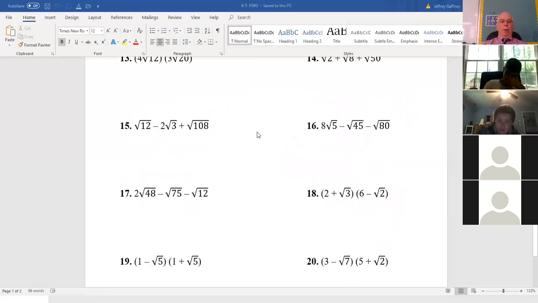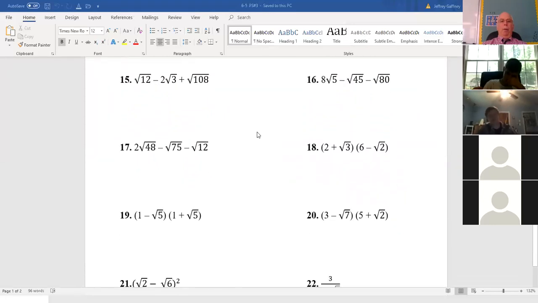All right, let me see what else I want to go over with you. All right, let's look at 17. So we're subtracting these guys, just like 16 is a similar approach, right? All right, so I want to get like radical expressions or like terms.